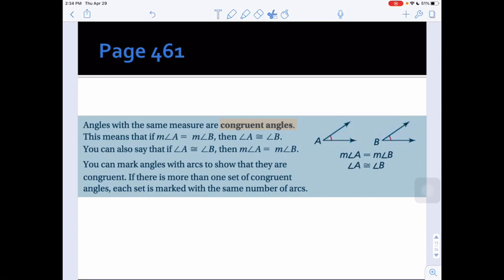If there is more than one set of congruent angles, each set is marked with the same number of arcs. So you can see up here we have this red arc on angle A and angle B. That means the measure of angle A is equal to the measure of angle B, and angle A is congruent to angle B.